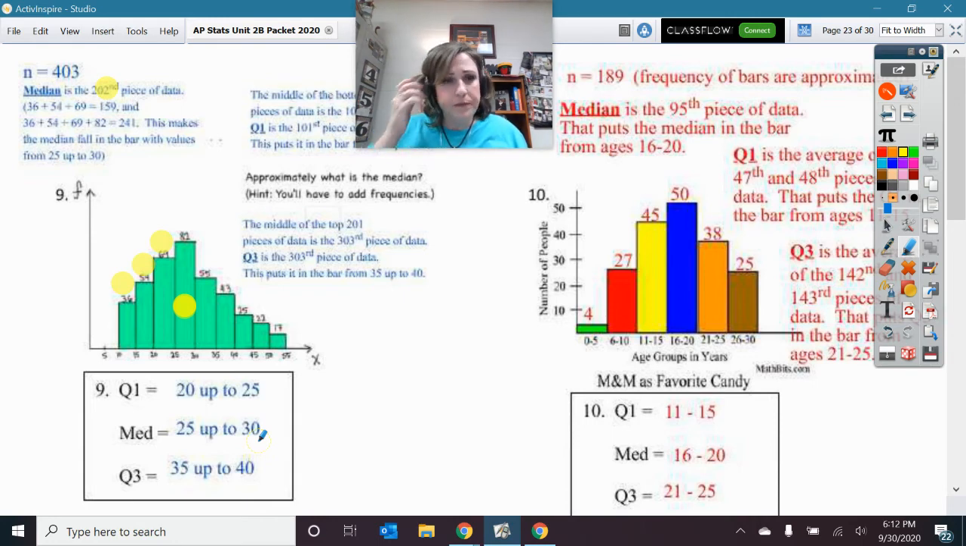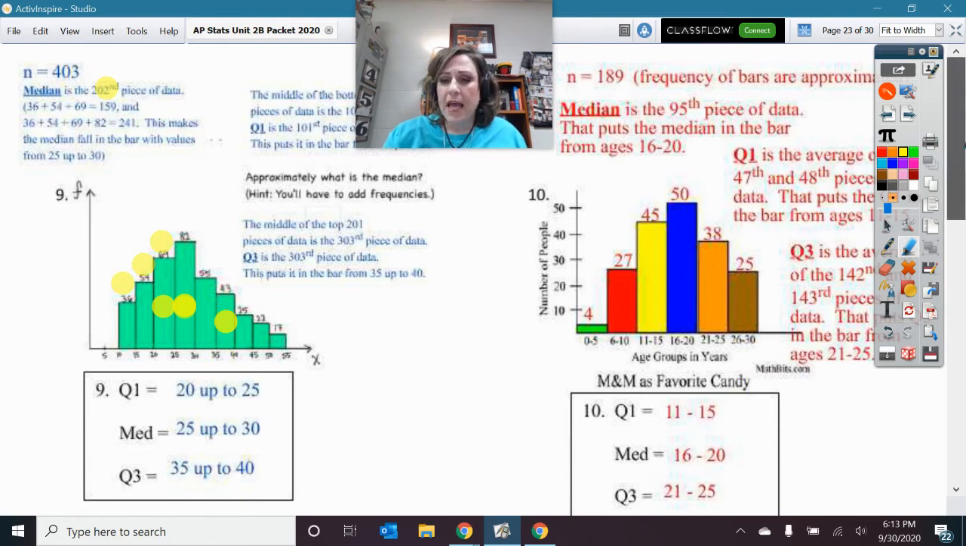Okay? All right. And then we do the same kind of thing with our Q1. We take the bottom of the first half, which is the 201 pieces below the median, so the middle of that is the 101st piece of data, the Q1. So if I count up 101, that's 90. So the 101st piece of data falls in this bar from 20 up to 25. You can do the other one several ways. You can continue to count up another 101 from the median, or count from the top. Count from the top down 101 pieces of data, and then we can see that puts that Q3 ending up here in this bar from 35 up to 40.